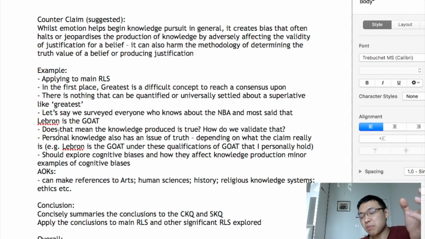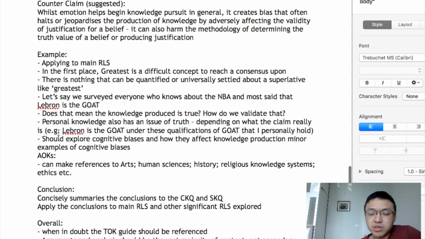So yeah, in general, you can come up with examples of where emotions are used to come up with knowledge where there is a bias, where the bias makes it difficult for us to validate the certain knowledge claim, right? So for example, you can draw examples from history, from the human sciences, etc.